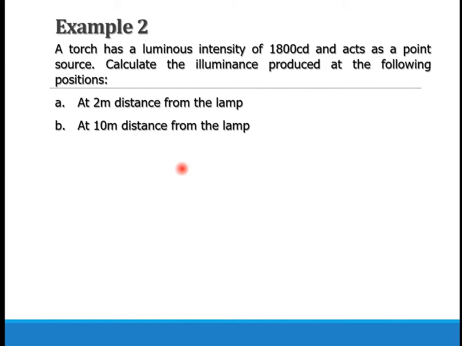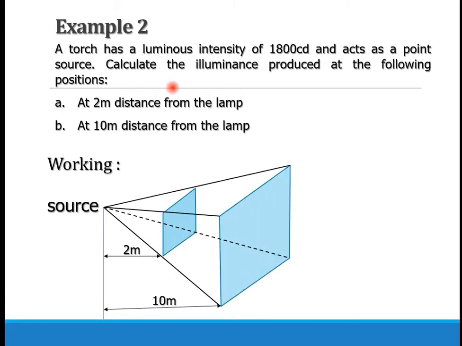So an example. If we are to look at example 2, a torch has a luminous intensity of 1800 candelas and acts as a point source. Calculate the illuminance produced at the following positions. So for this, we are going to assume that we have this as our light source, and this is the distance from the light source. The first distance is 2 meters, and the next distance is 10 meters from the light source. Then we need to work out the illuminance at 2 meters from the source, on the surface, and also the illuminance at 10 meters from the source.